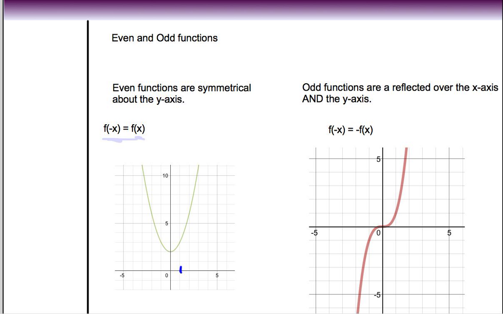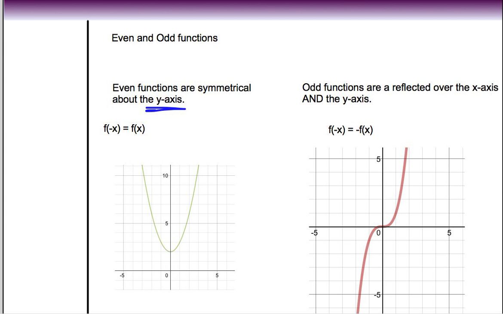If you look at the y value when x is 1, that y value is going to be exactly the same as the y value when x is negative 1. So that means that we're going to have symmetry around the y-axis. It's almost as if it's been folded over the y-axis. So that's an even function.